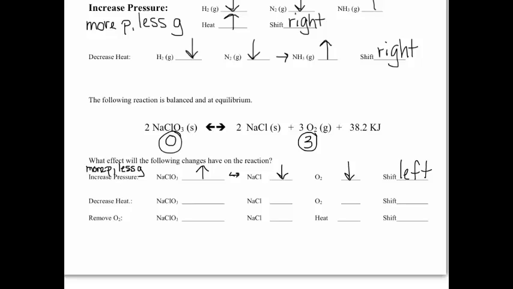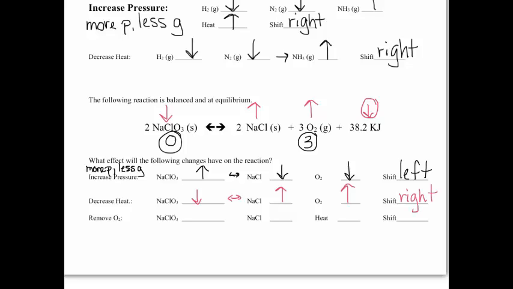Next one, we're going to decrease the heat. I'm going to use my colors again. If I decrease my heat, that's my initial stress. On the same side of the reaction arrow, the opposite thing's going to happen. And on the opposite side, the same thing's going to happen. So to fill that in down below, our shift is going to be, because my reaction arrow is here, to the right.